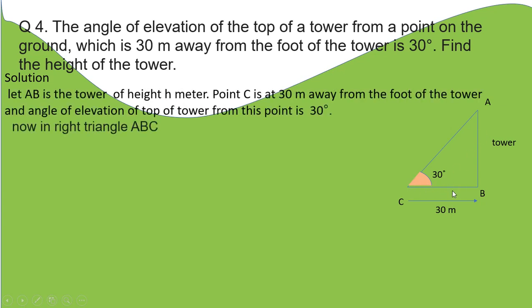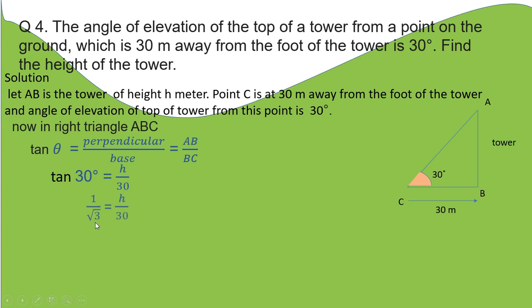So angle ACB, this acute angle, is 30 degrees. Now we have to find the height of the tower. Here again the height and the base, this ratio gives tan. So we can write tan theta is equal to perpendicular upon base, that is AB upon BC, and tan 30 degrees is equal to 1 by root 3. AB is the height of the tower, and we assume this as h. So h upon 30 is equal to 1 by root 3, and further it solves to 30 upon root 3.